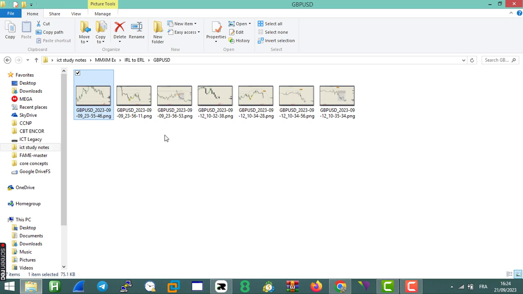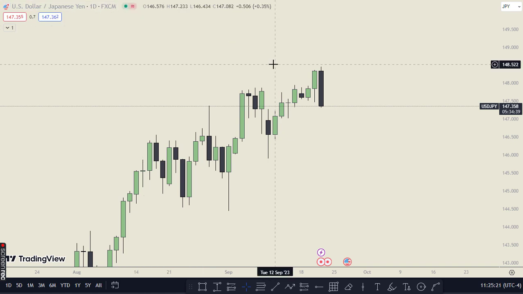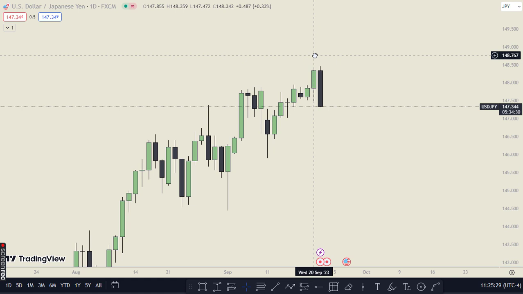And now let's move on to charts that I'm not interested in. So as you can see here, we are on the US dollar against Japanese yen, and we have nothing. We have no expansion. We have no fair value gaps. We have nothing. I'm not interested in this pair. Let's move on to another pair.